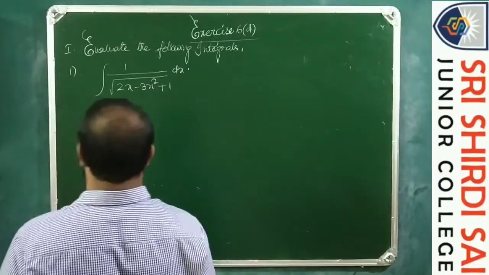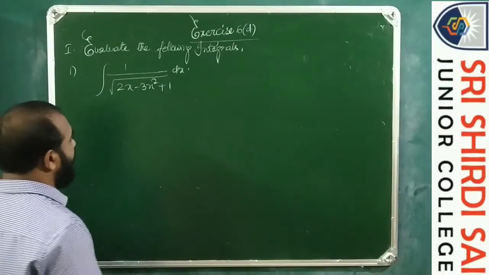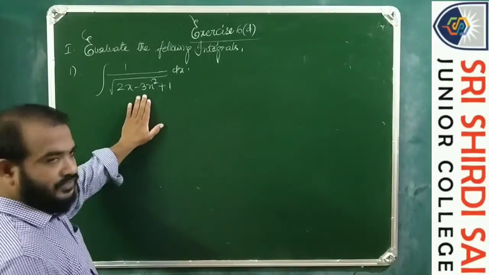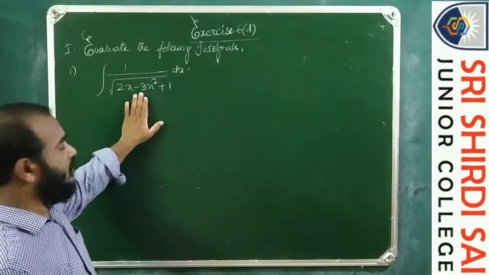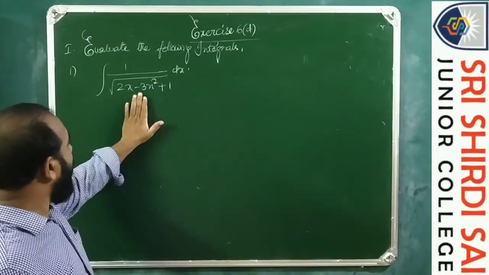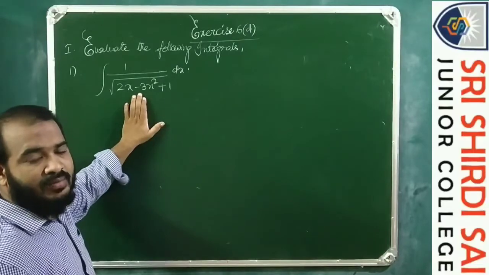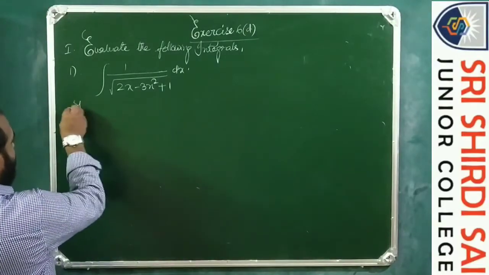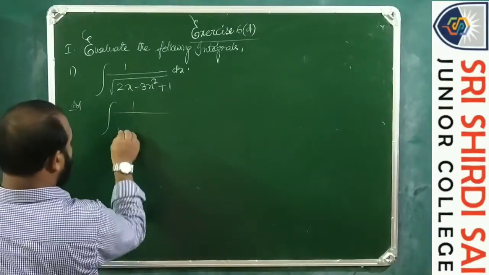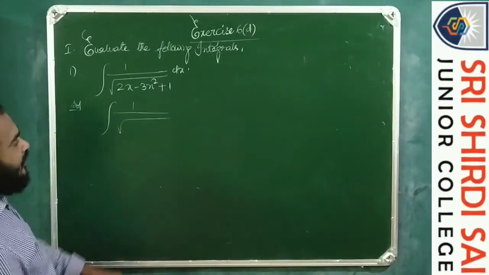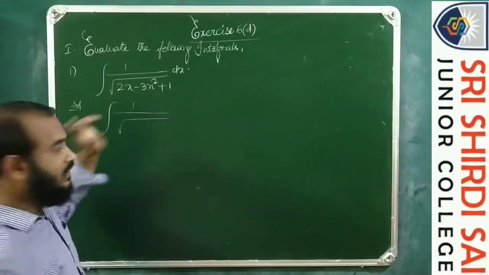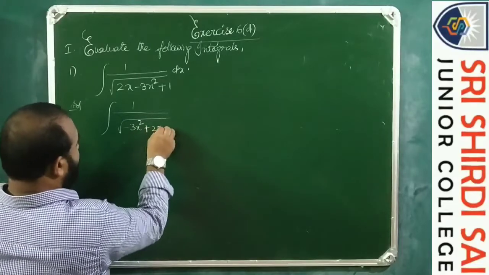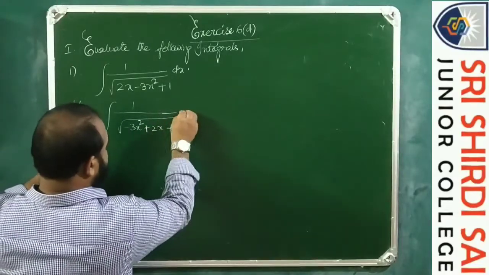Evaluate the following integrals. Integral 1 by square root of 2x minus 3x square plus 1 dx. This is a quadratic expression. So if you see a quadratic expression, we have to convert this into either (a minus b) whole square or (a plus b) whole square. So this is equal to the square root of, first write it in the order of ax square plus bx plus c. So this is minus 3x square plus 2x plus 1 dx.